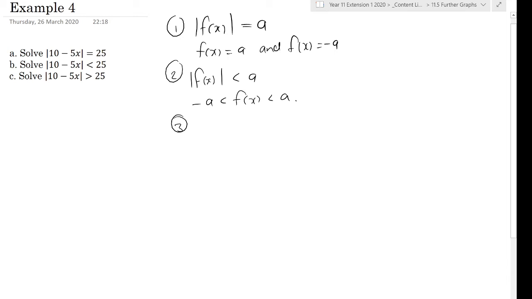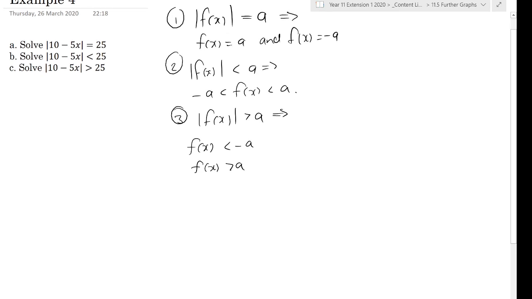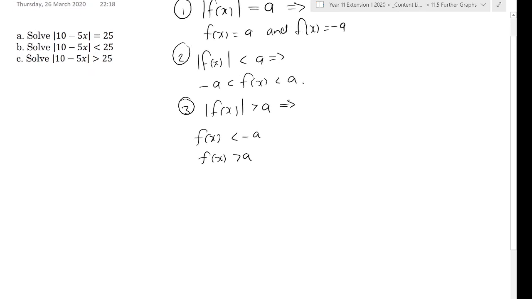And then last, our third rule is that if we have the absolute value of a function and we want the values where it's greater than a, then that just means we're going to rewrite it as our function is less than negative a, or our function is greater than a. Okay, so these are our 3 rules that we're going to use to work out how to solve these.